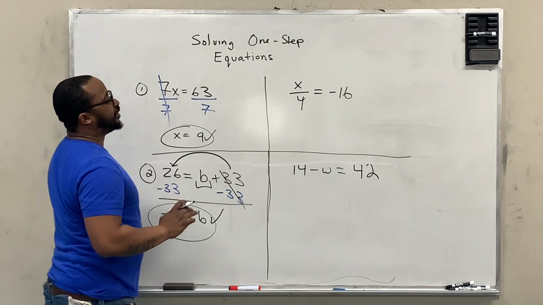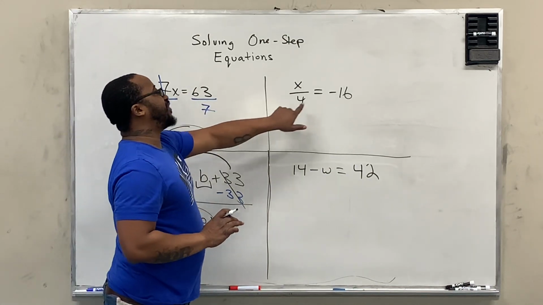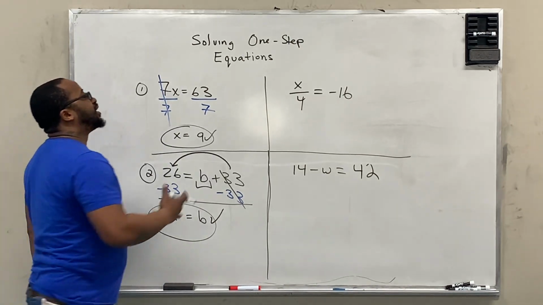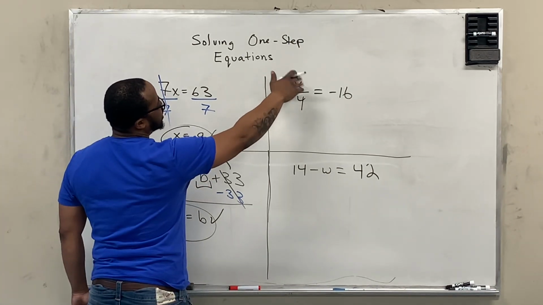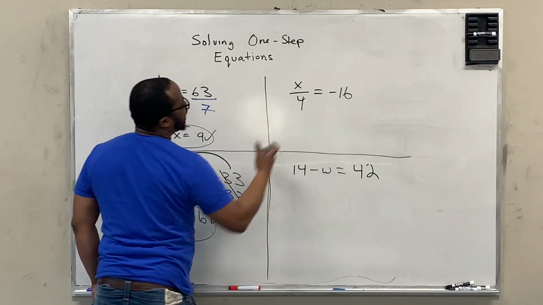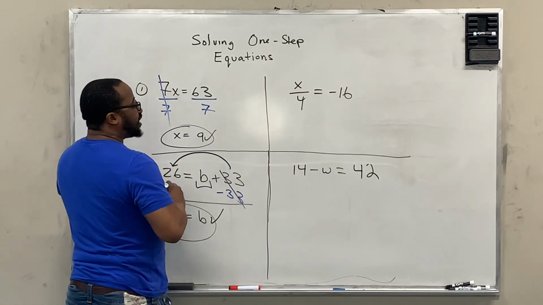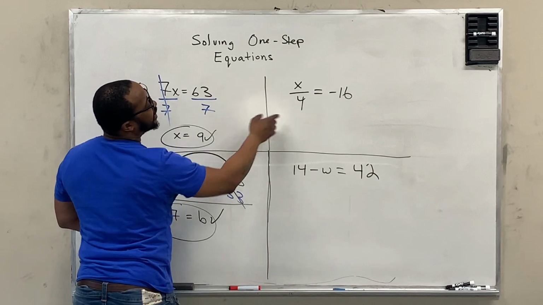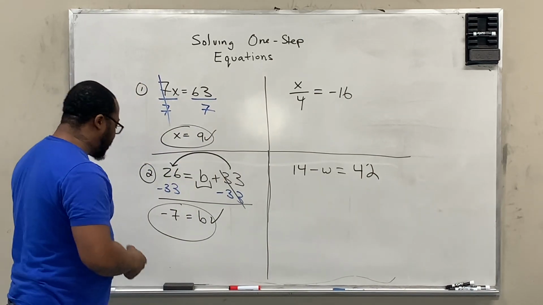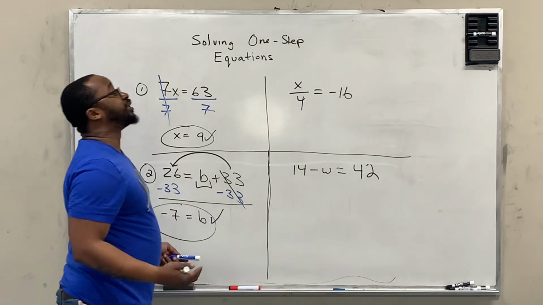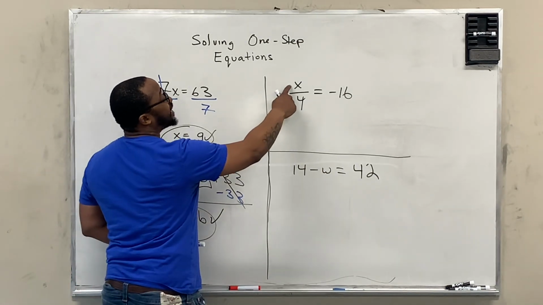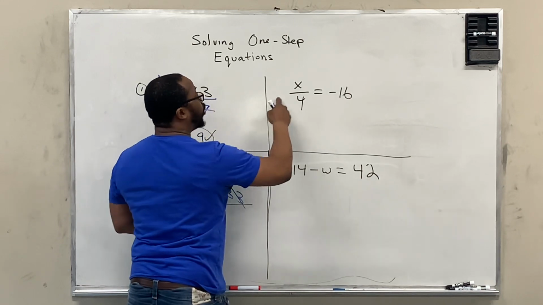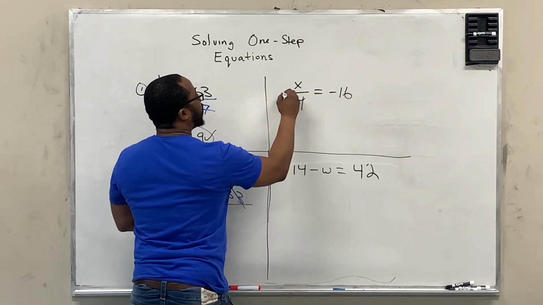Over here, we have x divided by 4 is equal to -16, okay? So this is basically x, an unknown number, divided by 4 gives me -16. As we can see, the relationship here between the variable and the constant is dividing. What is gonna be the opposite of division? Multiplication. And I want the x by itself here. So I'm gonna have to multiply both sides by 4.